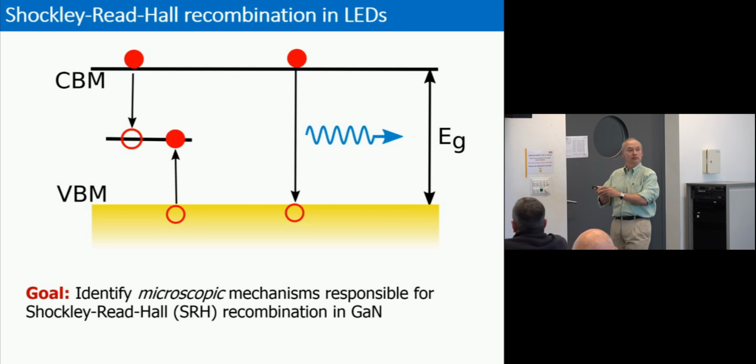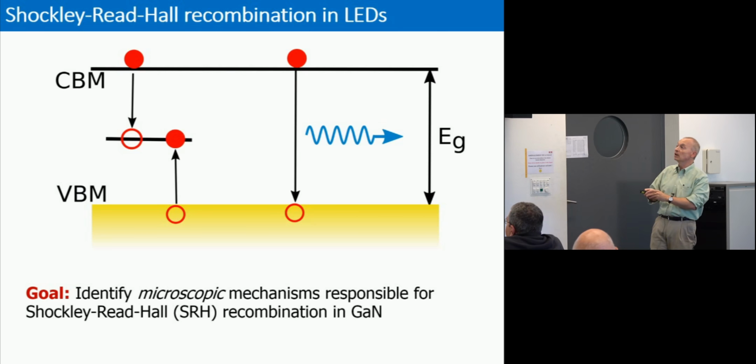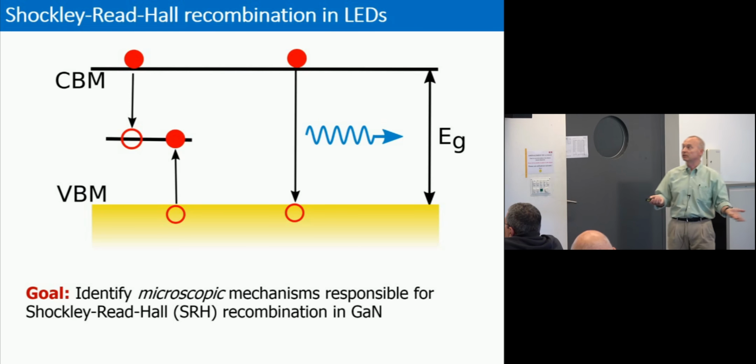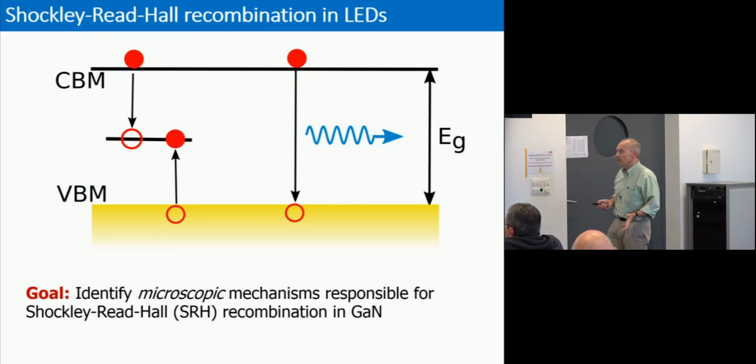They're not going to contribute to the radiative recombination. The energy of these processes essentially gets released in the form of phonons, in the form of heat. You heat up your device without getting any light out. Okay. So this fundamental mechanism has been known for a long time.